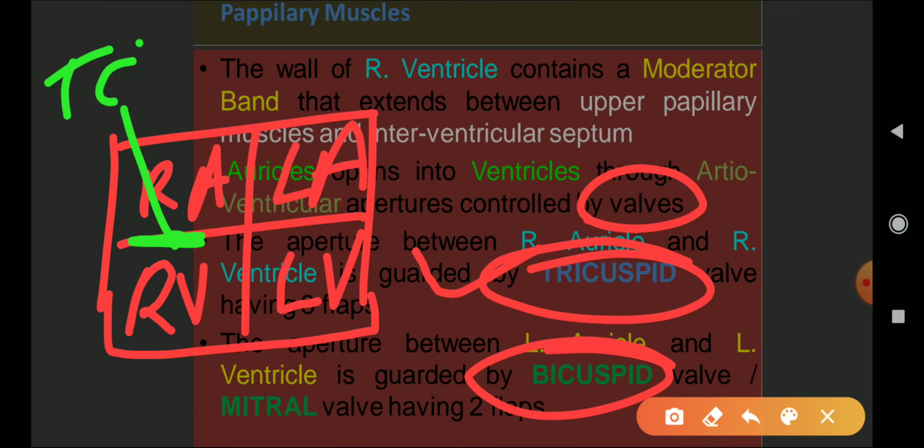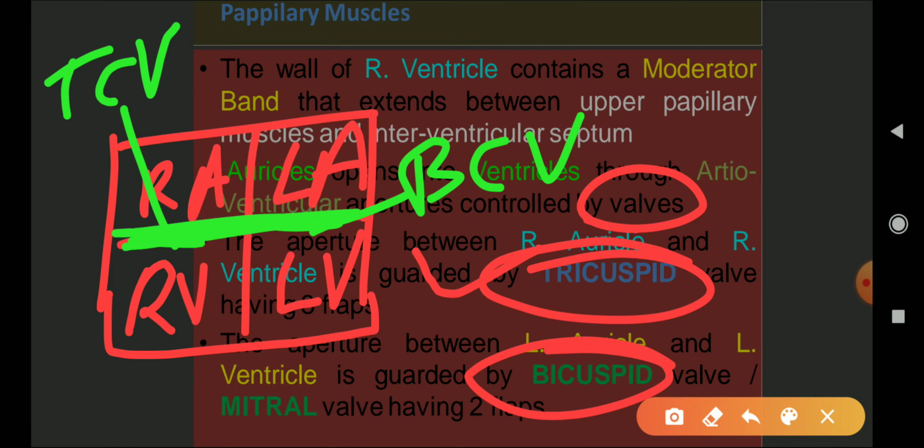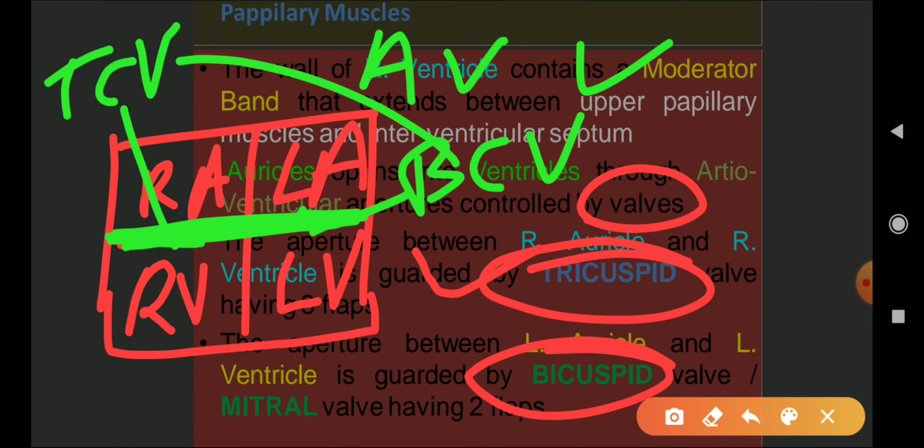Hold on. Tricuspid valve, and the valve present here is known as bicuspid valve. So these two valves together, so valves are present where? At the auriculoventricular septum. So these valves are also known as auriculoventricular valves. So I hope you understood.